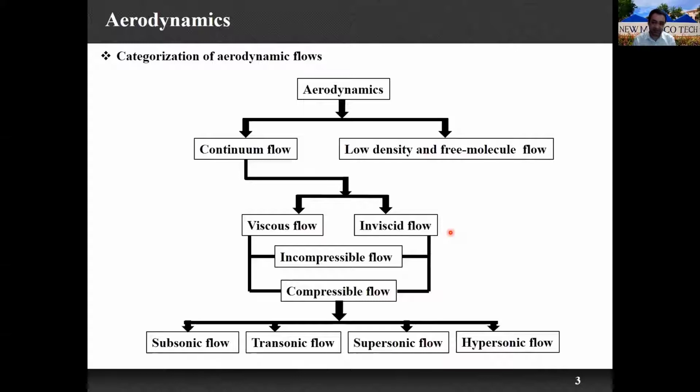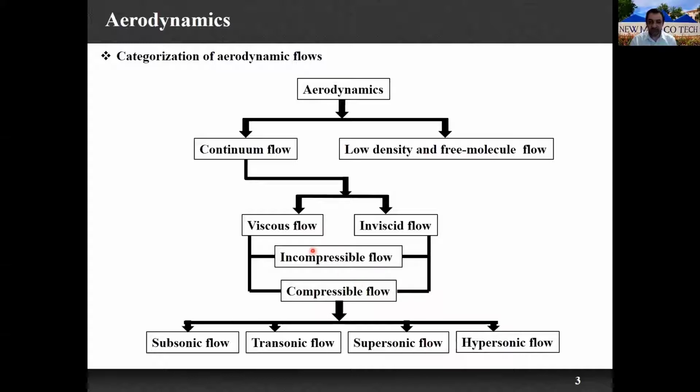Then after that, we can classify our aerodynamics based on incompressible flow and compressible flow. Incompressible flow means that the density of the flow is constant. It's not changing with time, it's not changing with temperature, it's not changing with motion. So this is called incompressible flow. We also have compressible flow, which means that the density of the flow is changing under different circumstances. So for example, once the pressure is changing or once the temperature is changing, your density is changing.